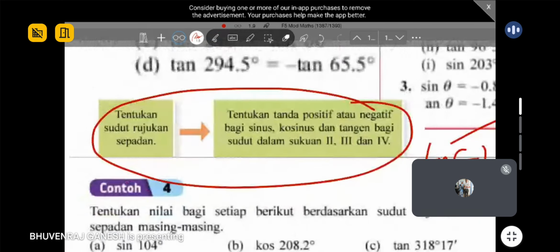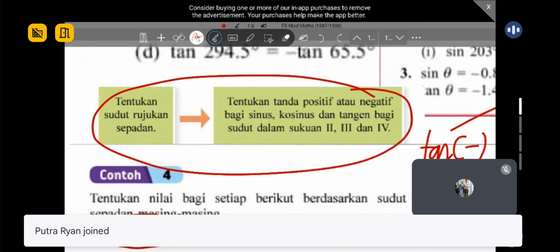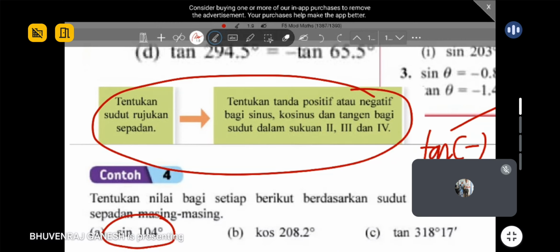Okay, so now let us see some example. Okay, so the question is basically to determine the value of all these angle based on the reference angle, berdasarkan sudut rujukan. Okay, so guys, can you all try and see for bahagian A, sine 104. Can anyone tell me the value? Apa nilai dia? Without pressing calculator, tanpa menggunakan calculator. Okay, so first one, you all tell me the reference angle first. Can anyone tell me? Apakah sudut rujukan untuk yang ni?